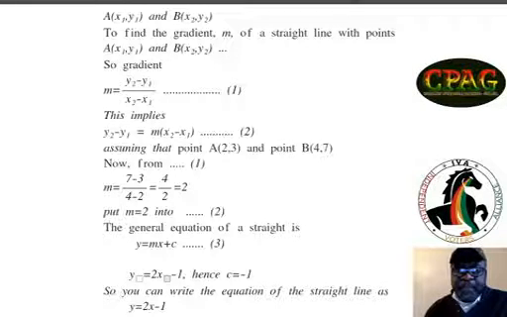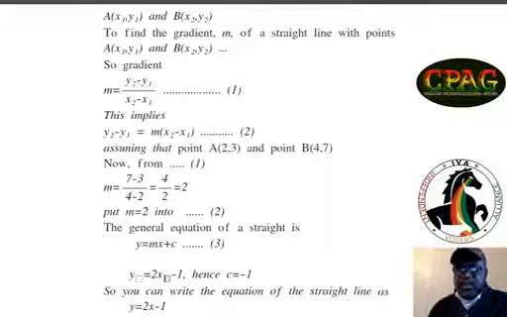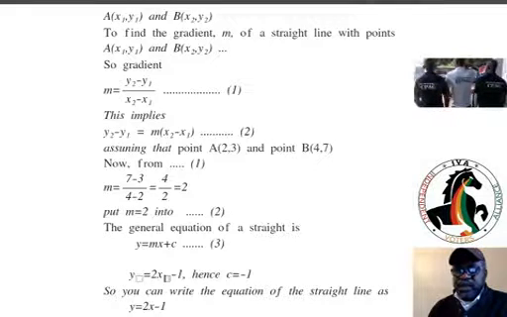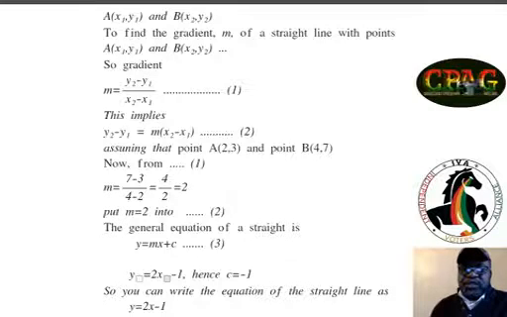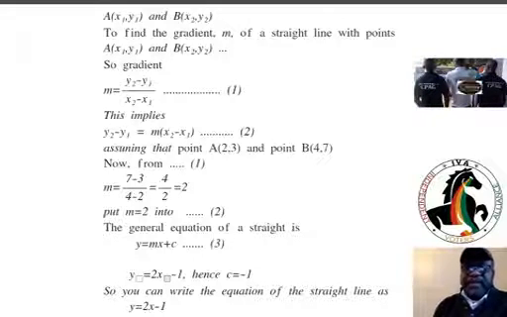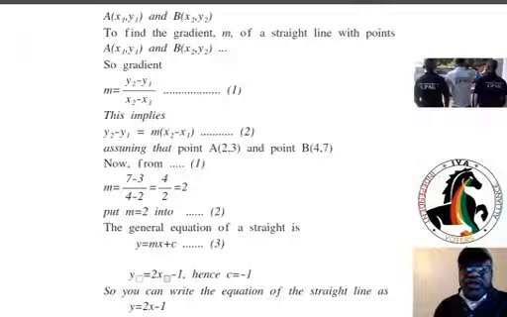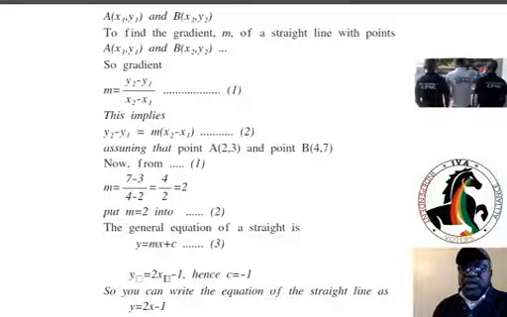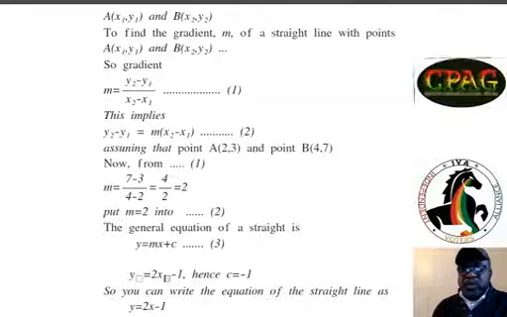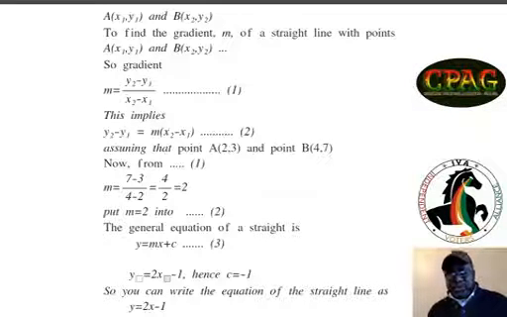Now you put 2 into equation 2, right? The general equation of a straight line is y is equal to mx plus c. So any value of y, any point on the axis y, is equal to 2x minus 1. How did you get the minus 1? Now I'm going to show you how you got the minus 1.